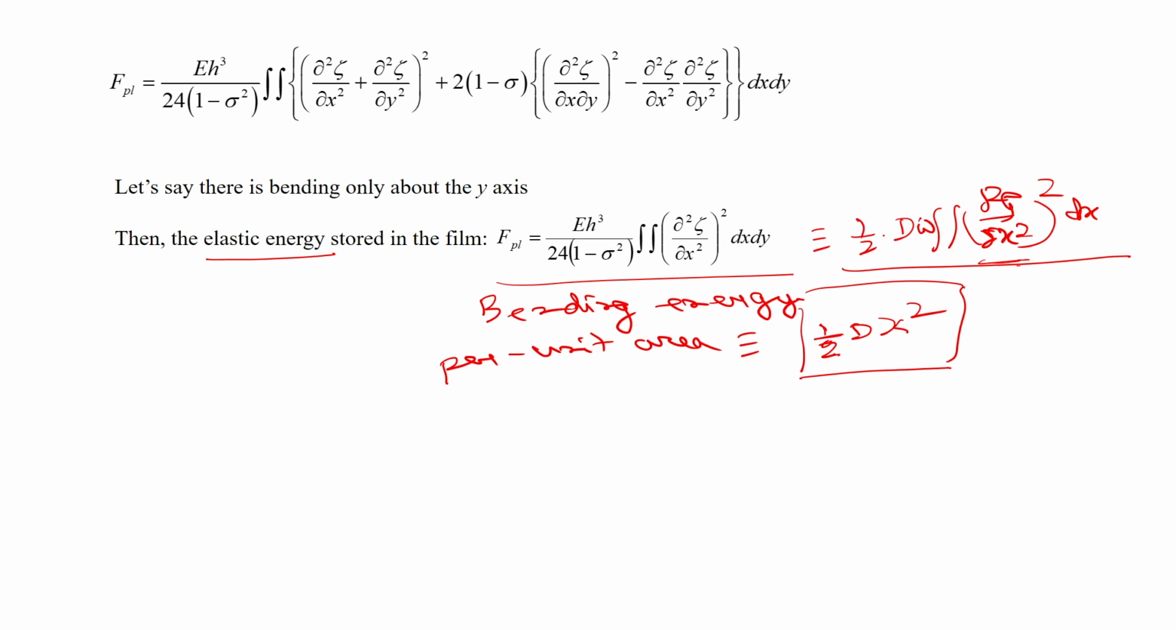Now, I will stop here today. What I would like to do is take this derivation further in the next lecture, and derive the force balance equation that governs the bending of these thin sheets.